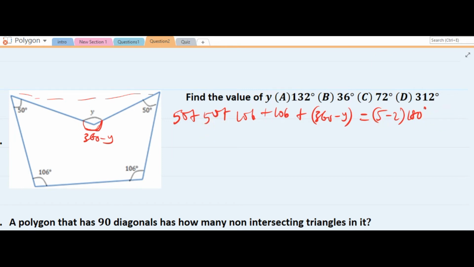So the next thing is to get this. It should be 3 times 180, which is 540. So what we have here is 100 plus 360, 460. So 460 plus 212, and 460, this should be 672. So what we have comes here: 672 minus 540.